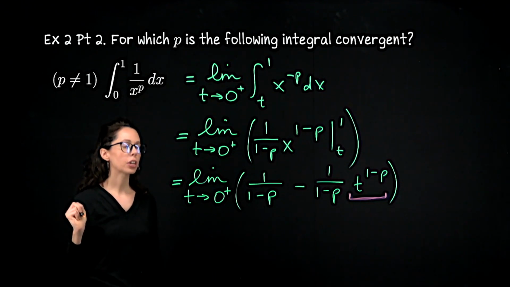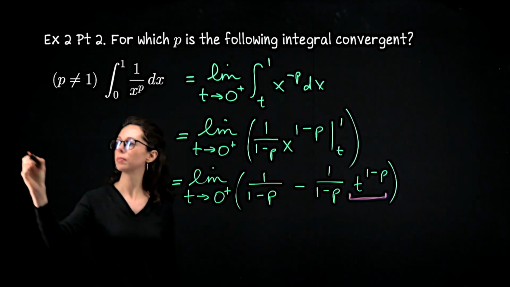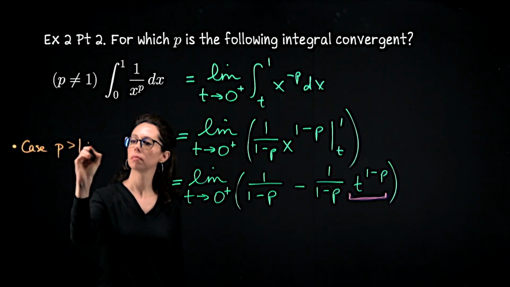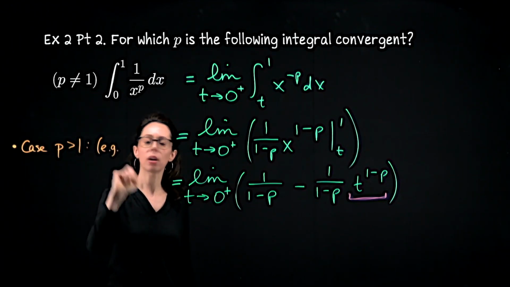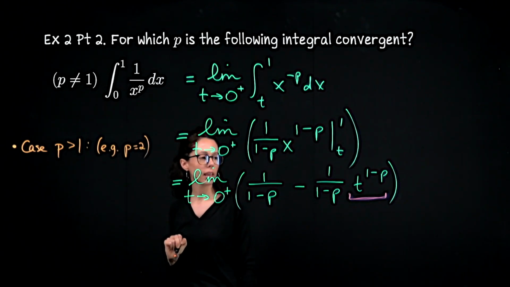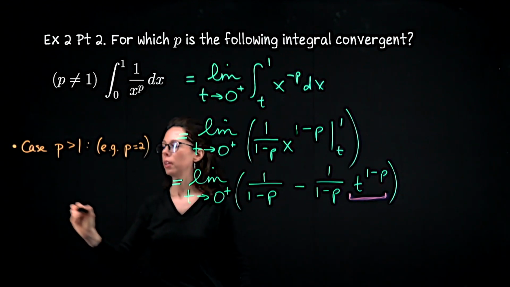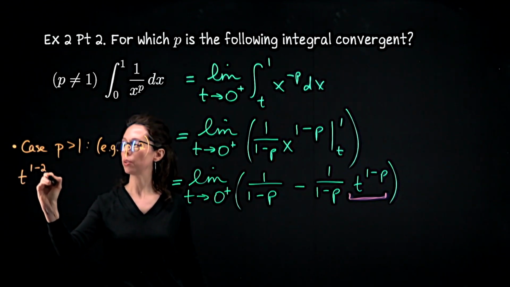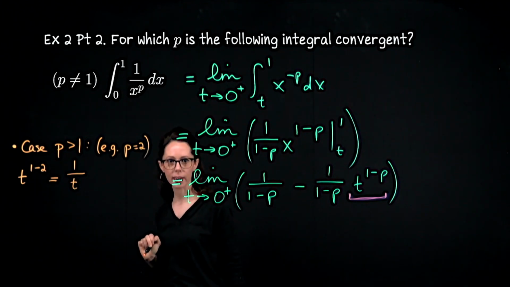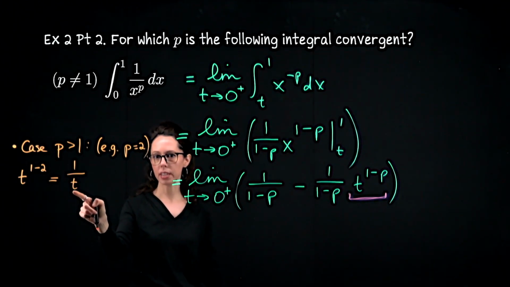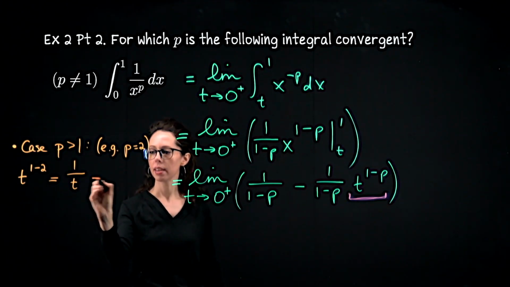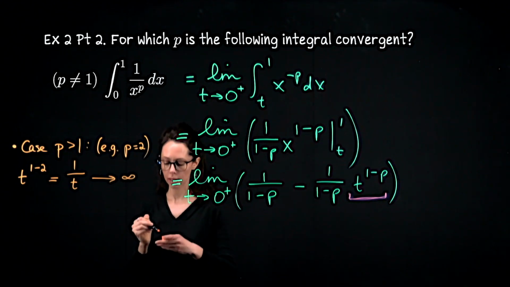So let's consider first an example where p is larger than 1. How about, just for a working example, let's try p equals 2. If we put in p equals 2, then we get t to the 1 minus 2, which is t to the negative 1. So that becomes 1 over t. As t approaches 0 from the right, this is 1 dividing by increasingly small numbers. This is going to blow up to infinity.